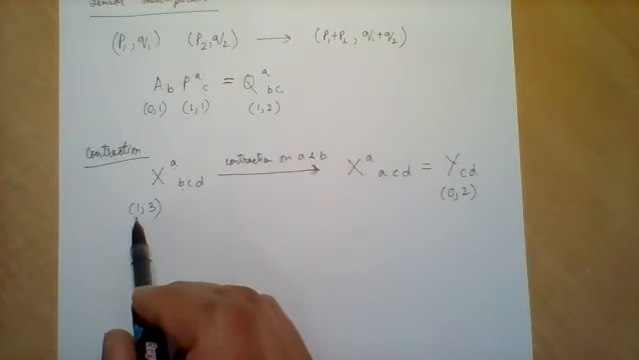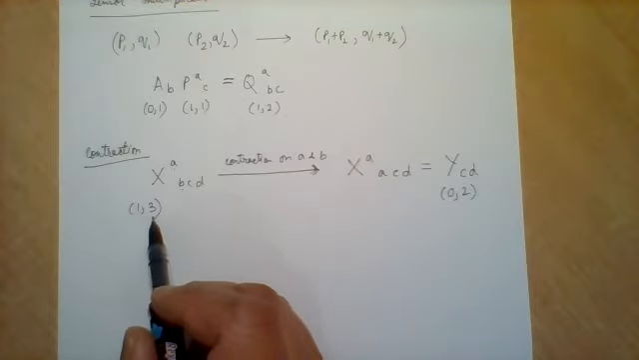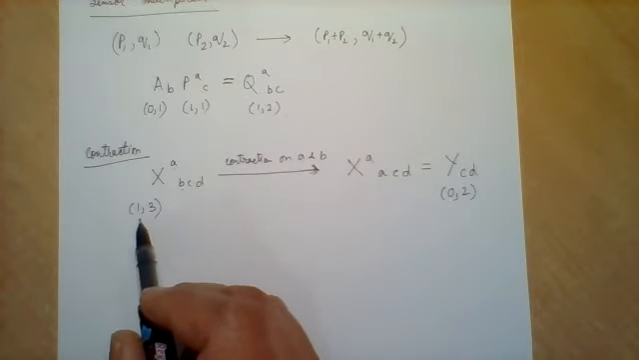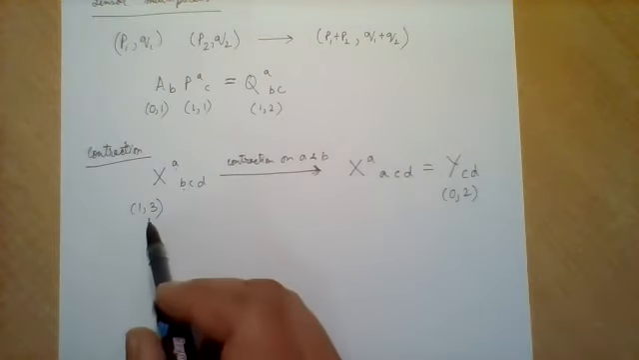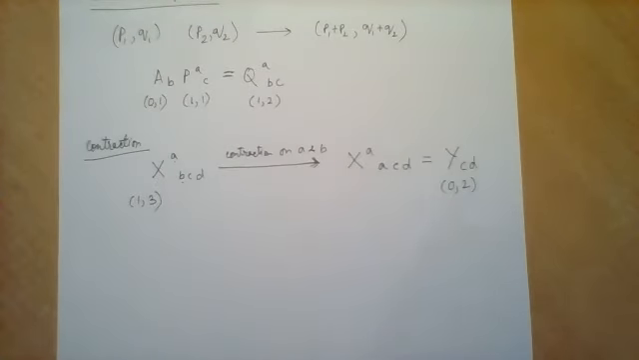So 1 becomes 0 and 3 becomes 2. So by contraction, type 1 3 becomes type 0 2. This is called contraction of tensors.